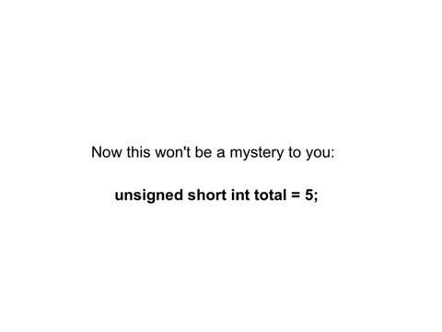So now, when you see something like unsigned short int total equals 5, it won't be a mystery to you anymore, because you will understand that unsigned means there's no sign bit, so it can be only a positive number. Short means that we're going to be allocating less space for the number. Int, of course, means that it is an integer. Total is the name we are giving to this integer. We're assigning it the value of 5. And we'll, of course, go into this in more detail later.